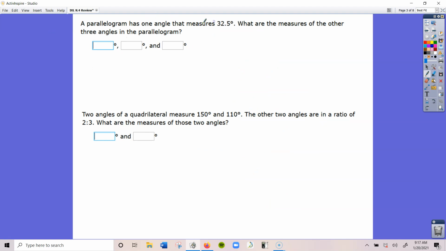A parallelogram has one angle that measures 32.5. What are the measures of the other 3 angles? So again, we know that the other opposite angle would also be 32.5, right? Because again, oops, that's not a parallelogram. So we know that, let's just say this is 32.5 and this would be the same. And then we don't know these 2. So 32.5 plus 32.5 plus, again, 2x would equal 360. If I add these 2 together, 32.5 plus 32.5 is 65.